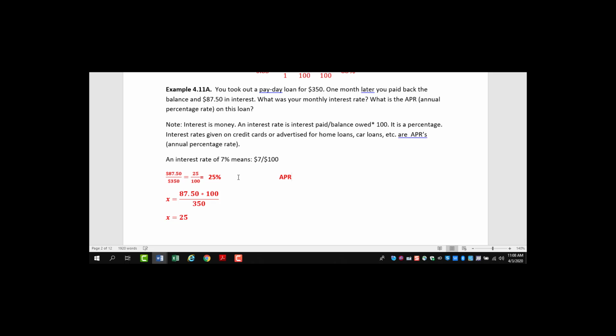The APR is different. It's the annual percentage rate. Well, there's 12 months in a year, so it's really 25% times 12, which is, I believe, 300%. So the APR is 300%, which is unbelievable. But this is what you get when you take out a payday loan.